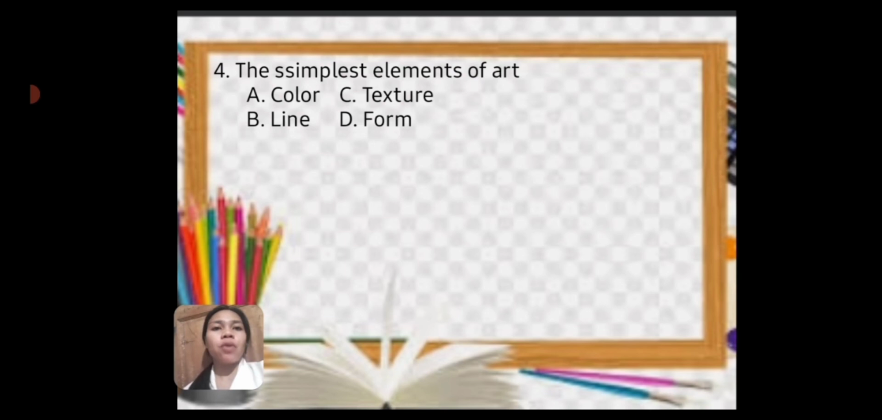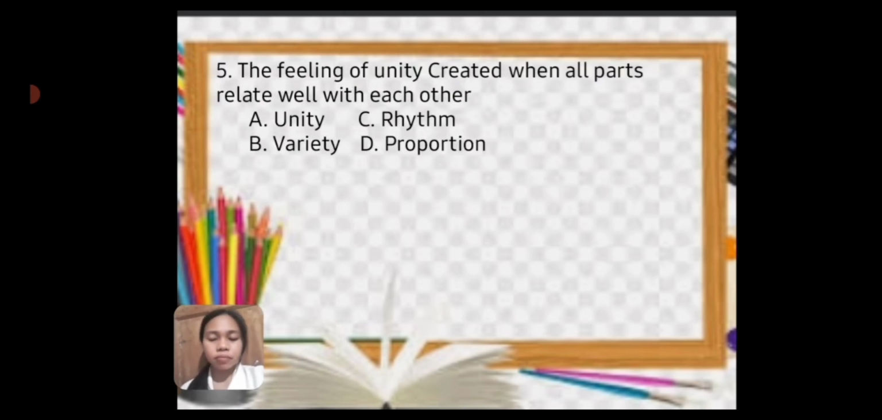So, number 4, the simplest elements of art. So, what is the simplest elements of art? Letter A, color. Letter B, line. Letter C, texture. Letter D, form. So, the answer for this is letter B, line.